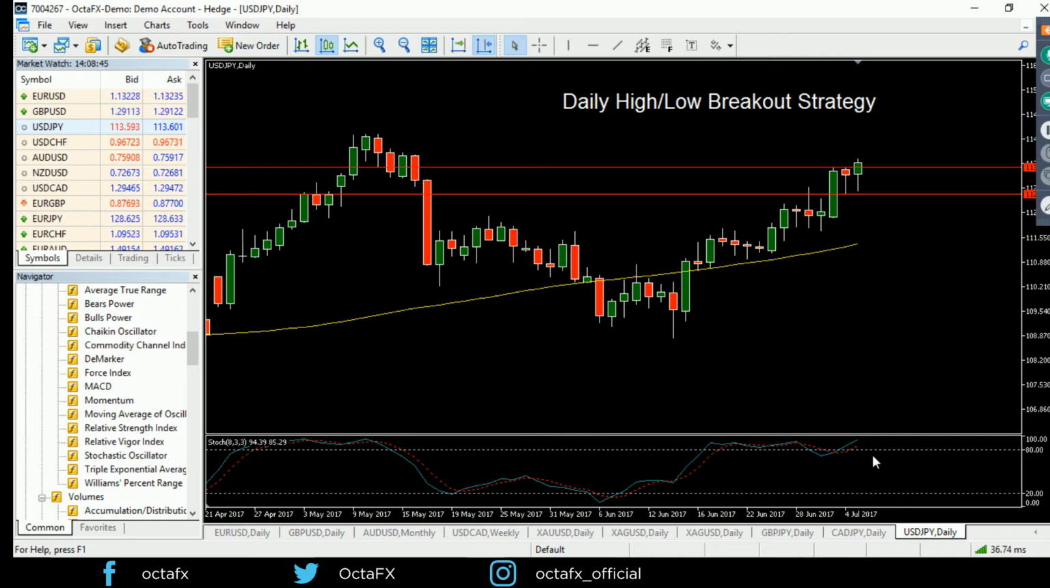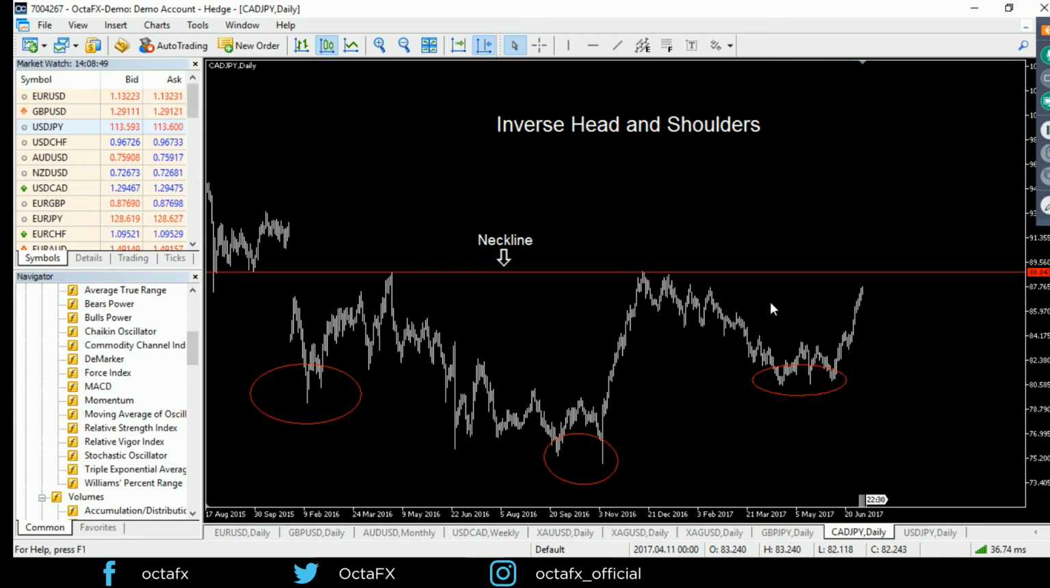Next up, let's look at some of the exciting chart patterns that we have on the daily charts. There's an interesting one here in one of the currency crosses. A currency cross is a pair that does not contain the US dollar. So here we have the Canadian dollar against the Japanese yen, and we have a classic chart pattern here, an inverse head and shoulders. So here we have one shoulder here, here's the head, here's the second shoulder.